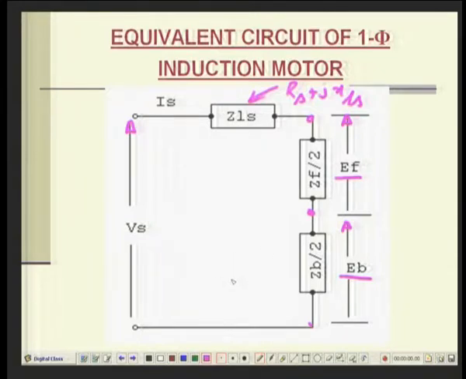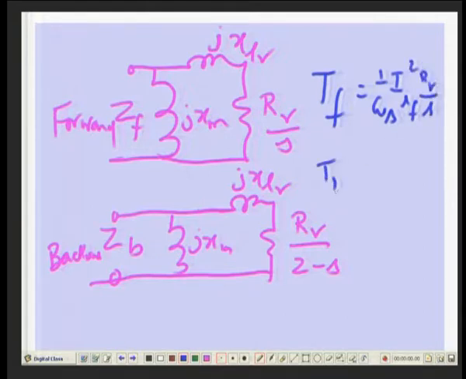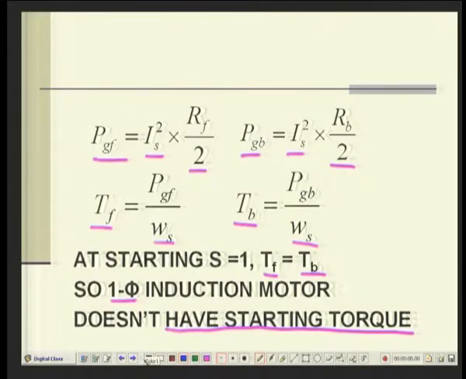This is how you calculate the performance. The forward torque will be equal to 1 over omega s, I Rf square, Rr by s, and the backward torque is 1 over omega s, I Rb square, Rr over (2 minus s). That is what gives the torque developed in a single phase motor.